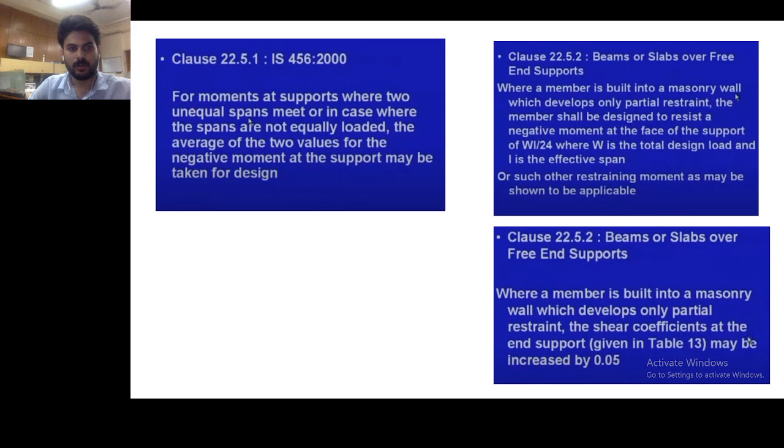So for moment at a support where two unequal spans meet, or in a case where the spans are not equally loaded, the average of the two values for the negative moment at the support may be taken for the design. Yes. So let's say this is our beam and here the span is less and here the span is more. So for the negative moment design, we can consider the average of these two.